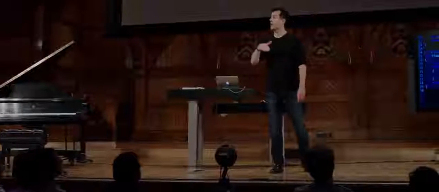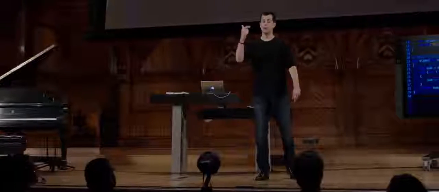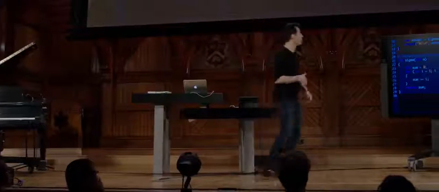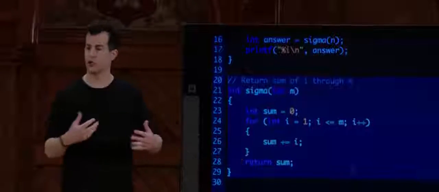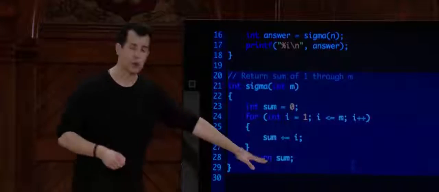Exactly. I'm not incrementing by 1. I'm incrementing by 1, and then by 2, and then by 3, and then by 4, and so forth. So I need this loop to be counting up, and I need to be adding i to the sum, not just a plus plus in this case. Then I return the sum.